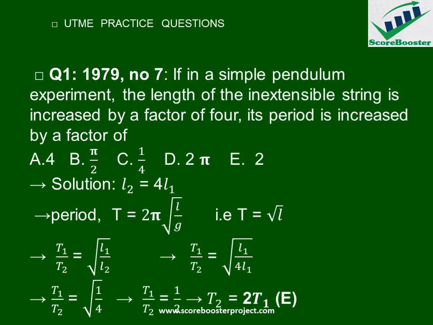So if we substitute in the equation, it will give us T1 over T2 equals root L1 over L2. But since L2 is now 4L1, we can cancel out L1. We'll be left with T1 over T2 equals root of 1 over 4, and root of 1 over 4 will give us 1 over 2. So if T1 over T2 is equal to 1 over 2, we can make T2 the subject or cross multiply. T2 will be equal to 2T1, making option E the correct answer for this one.